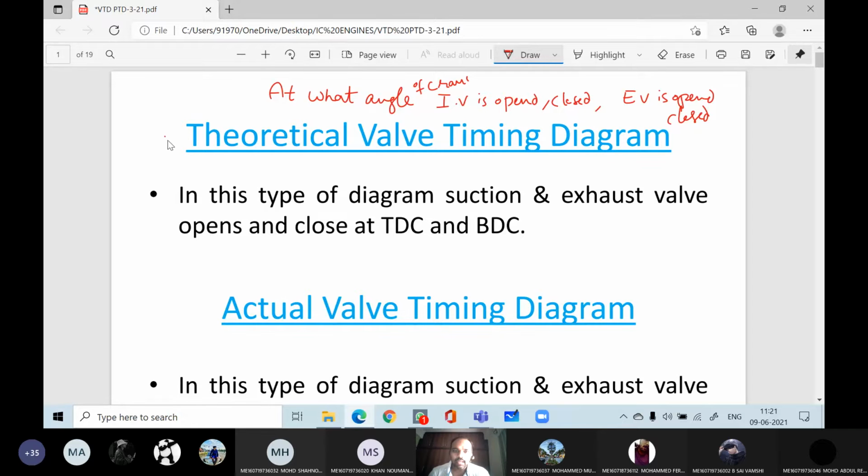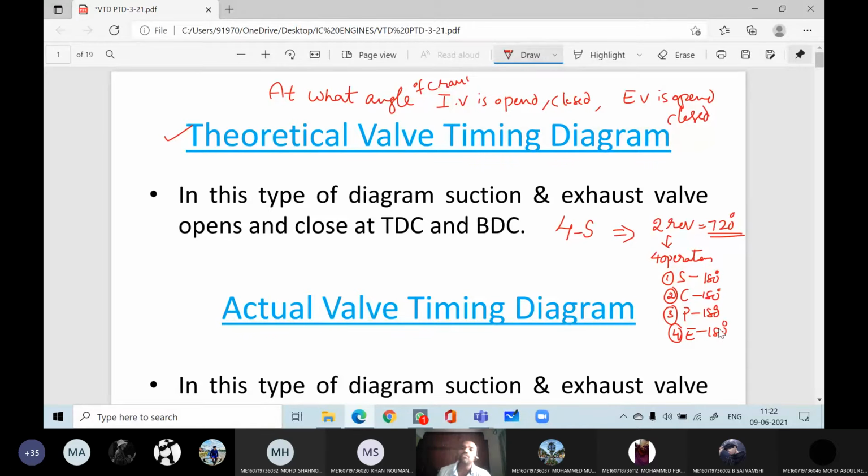First we will discuss the theoretical one. Let us take a 4-stroke engine. How many revolutions of the crank are required to complete the cycle in a 4-stroke engine? 720 degrees, that is 2 revolutions. In these 2 revolutions, 4 operations have to complete: suction, compression, expansion or power stroke, and exhaust. This 720 is divided into 4 strokes, that is 180 degrees each.